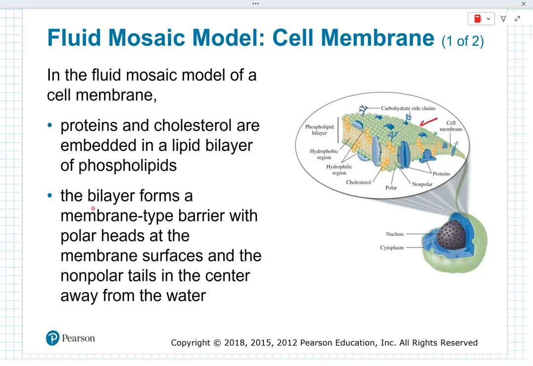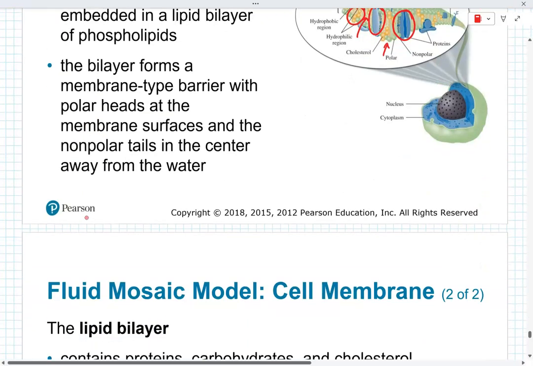The green spheres represent the polar heads. The tails are inside. Now, the membrane isn't solid, and the current model of a membrane is a fluid mosaic. What does that mean? It means that molecules embedded in the membrane can move around. So these proteins can actually move, and so can cholesterol molecules, and phospholipids, obviously.